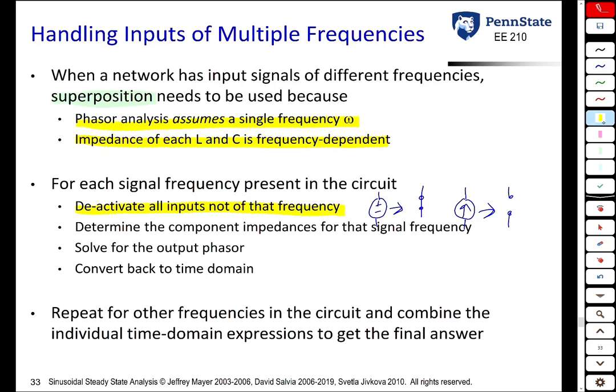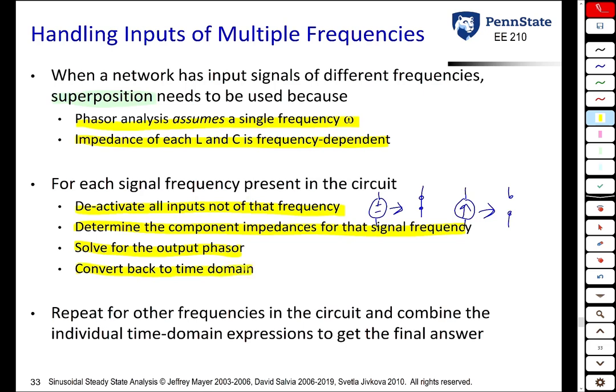The second thing you would do is for the frequency you've selected, determine the corresponding impedance of every capacitor and inductor in that circuit. Then you solve the circuit using any of the sinusoidal steady-state analysis techniques we've talked about over the past couple lectures. We convert the output phasor back to the time domain using that frequency of operation.